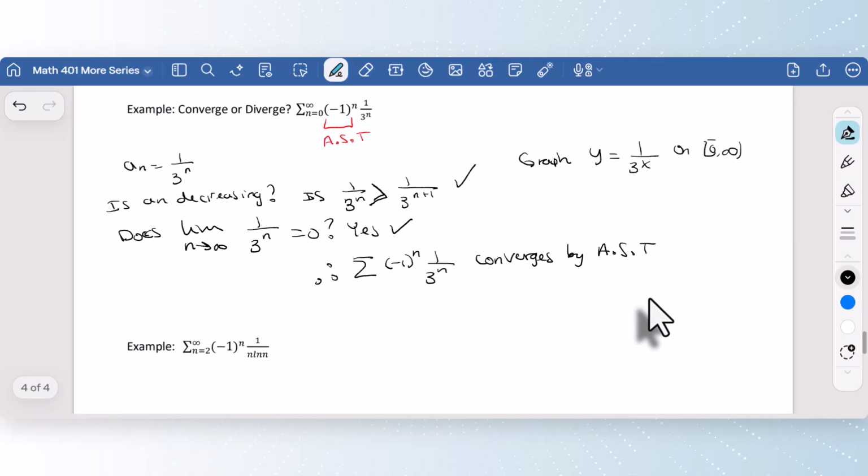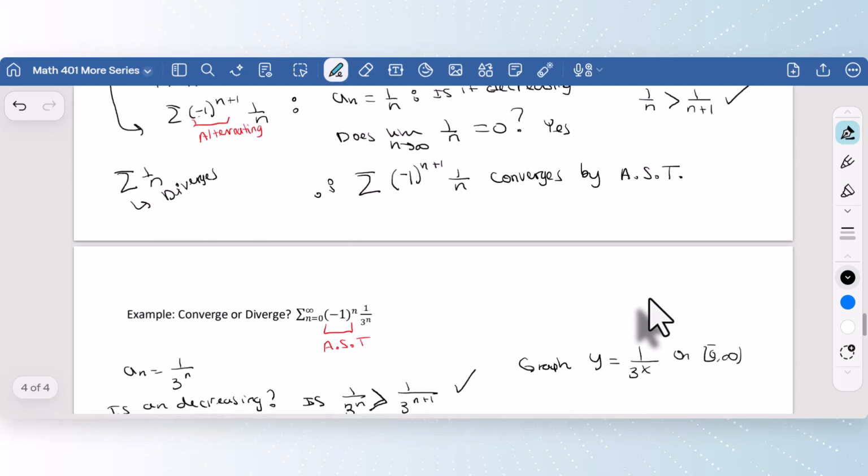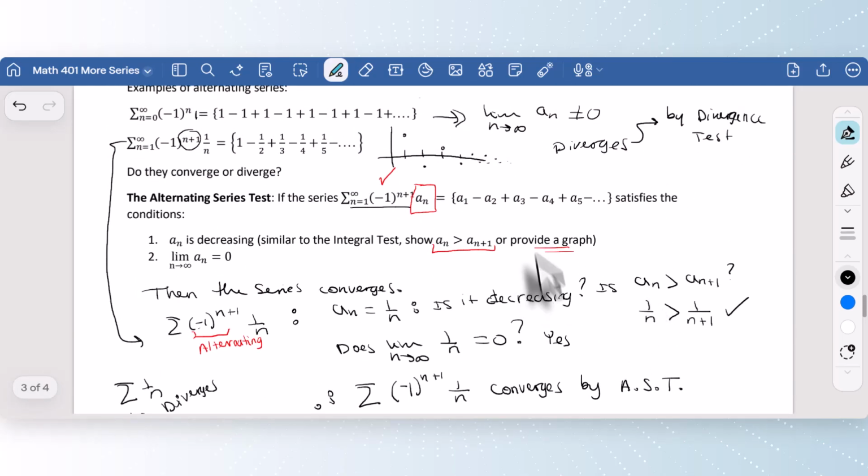And so this is why I call it a cookbook. As long as you follow the recipe, right? I see I have a -1. That means I can use the alternating series test. The alternating series test has two conditions to check. Is it decreasing? Do the terms go to 0? If both of those are yes, then the series converges.